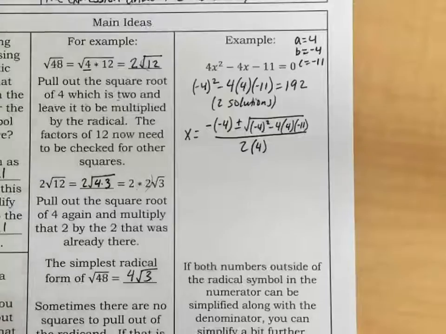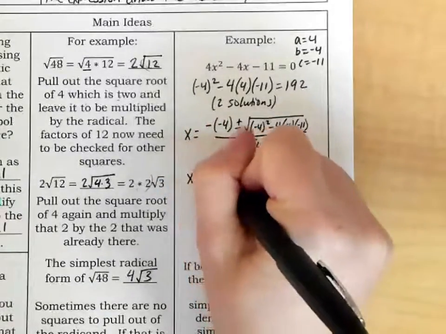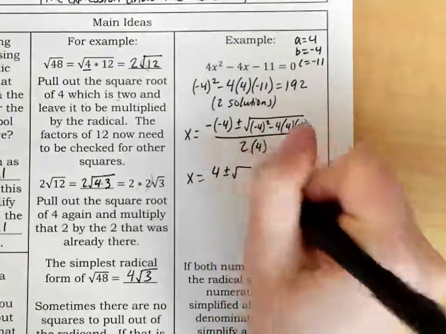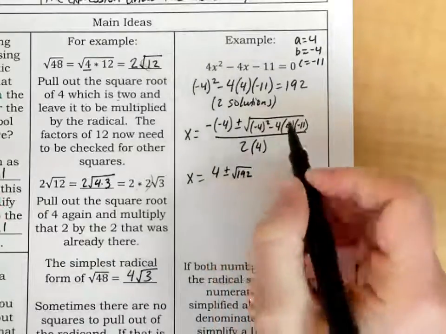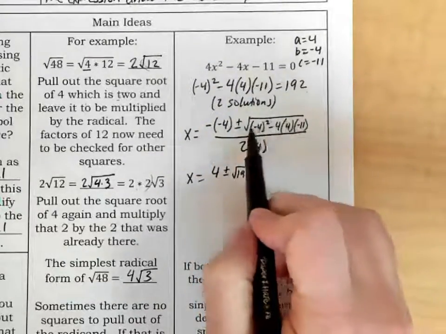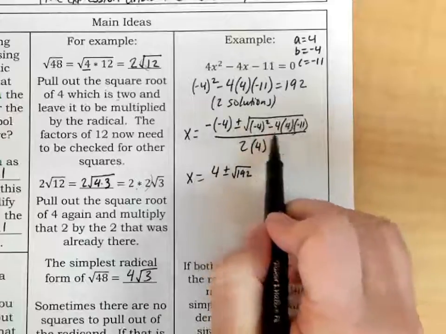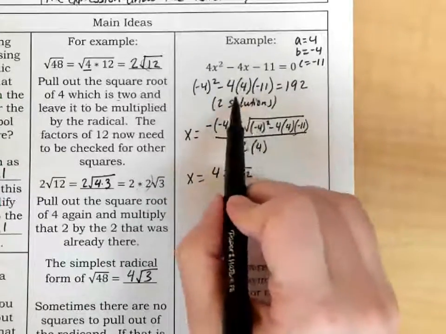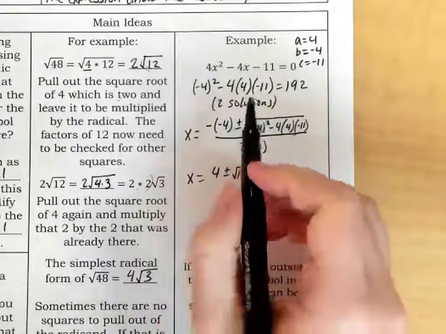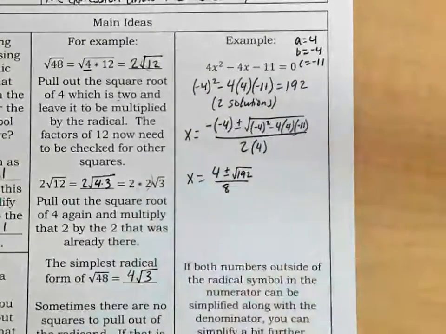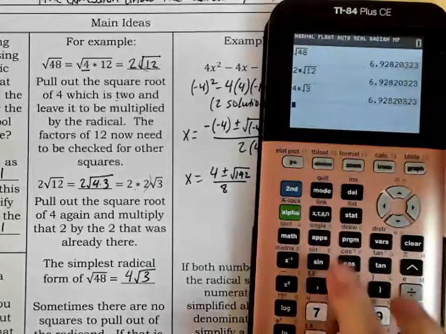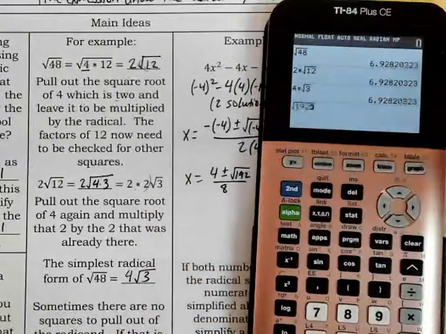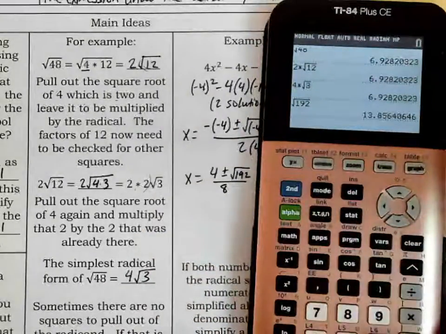Okay, so when I go to simplify this, what I end up with is 4 plus or minus the square root of 192. Notice I already did all of this under the radical symbol, this radicand. I'd already simplified it up here as my discriminant value, so it was 192. Well, if I do the square root of 192 here, I end up with an irrational solution.